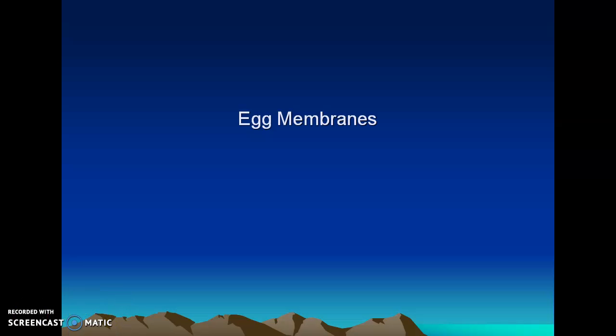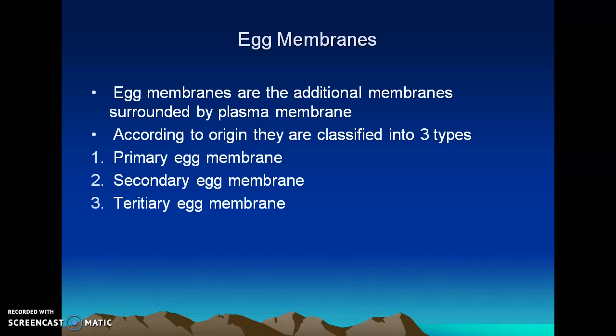So let's see. Egg membranes are additional membranes surrounding the plasma membrane. We all know that all cells generally have a membrane or cell boundary that restricts the movement of substances into the interior of the cytoplasm. That protective layer is called the plasma membrane.